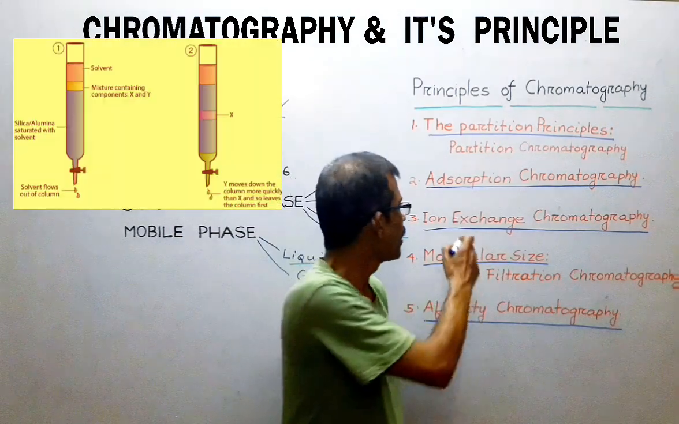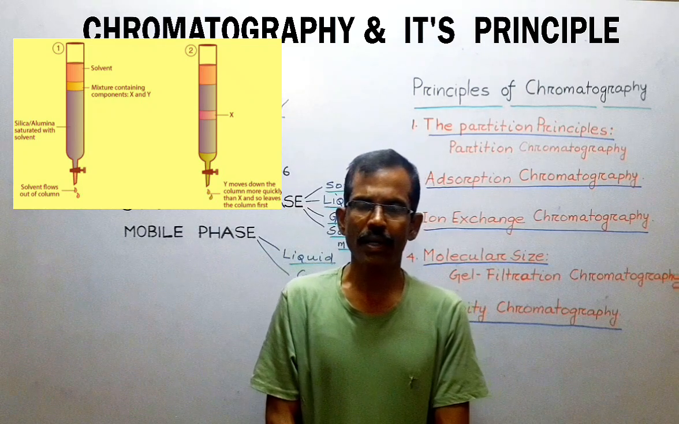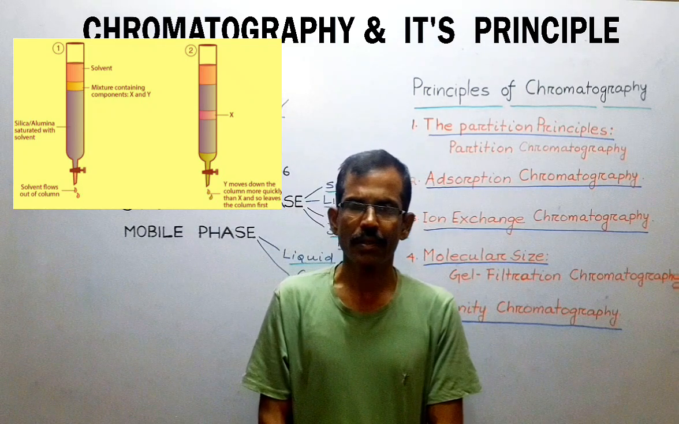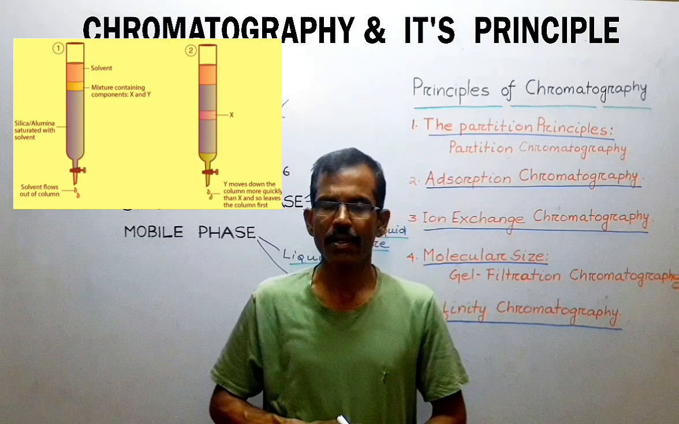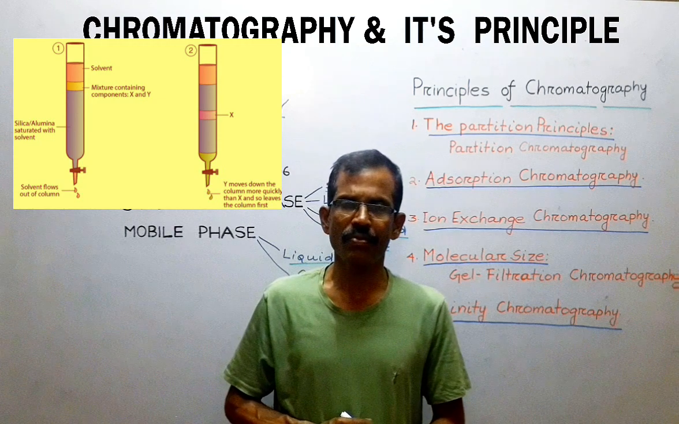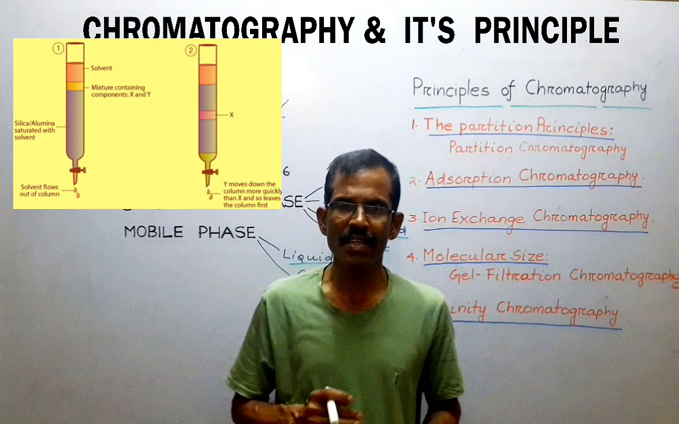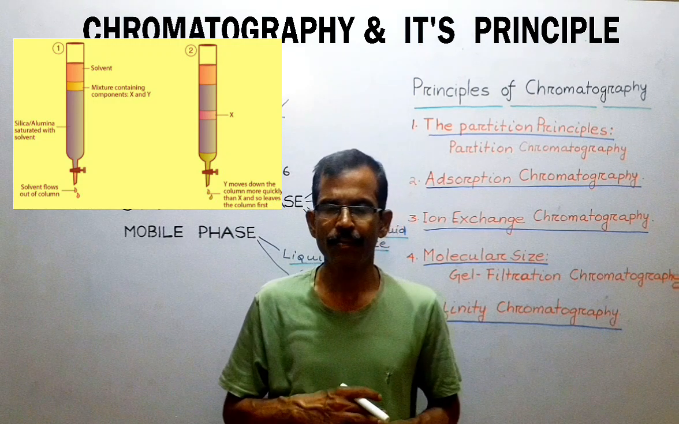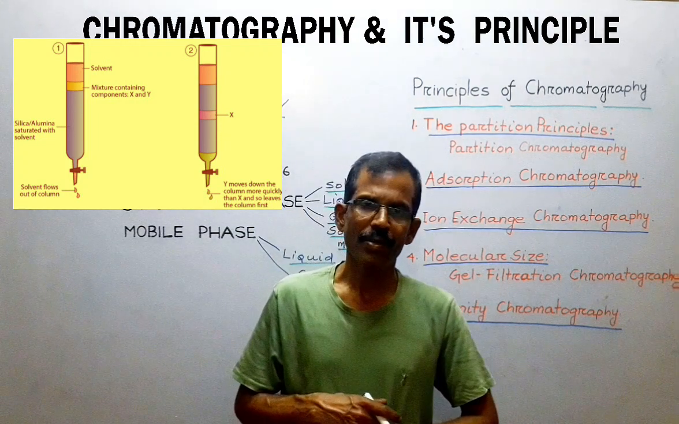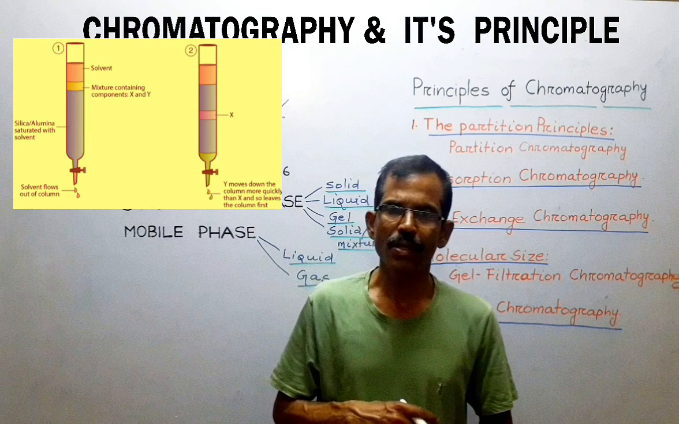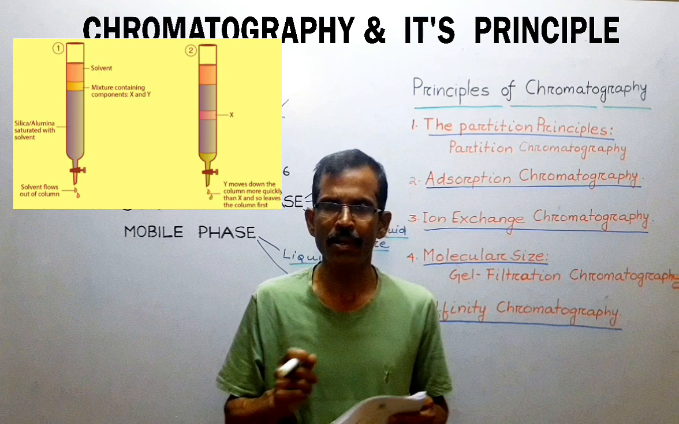The second one is adsorption chromatography. Adsorption chromatography is based on the fact that substances differ in their adsorption-desorption behavior between a solid stationary phase known as adsorbent and a mobile phase which is a liquid or a gas. Adsorption is a surface phenomenon. Because of this, the concentration of a substance is greater at the interface than in the surrounding medium.